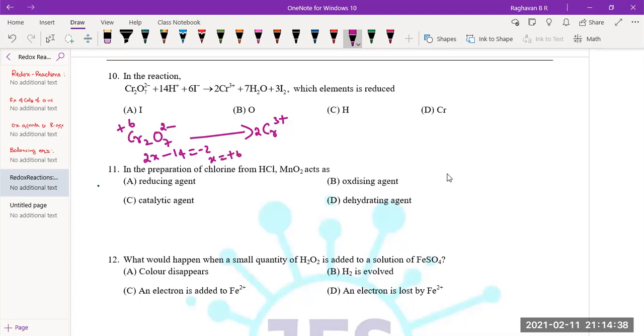So when it becomes +6 to +3, gain of 3 electrons, reduction. So it is chromium. Then which is oxidized? Iodine. Exactly.